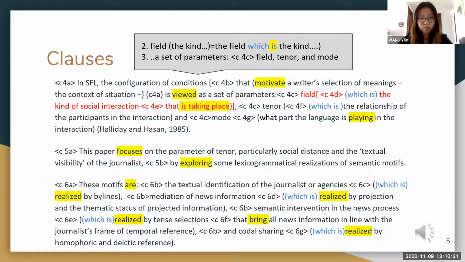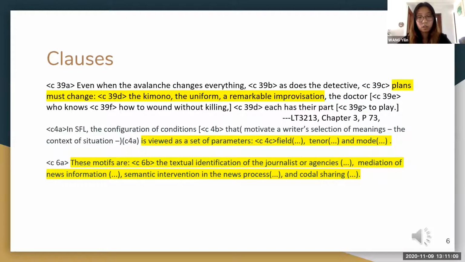6D, 6E, and 6G. Rule 3 shows a sentence structure that confused us a lot. For example, in sentence 4, something is viewed as a set of parameters: field, tenor, and mode. There is only one verb, viewed, in this sentence. So at first, I thought that there is only one clause in this sentence. However, when my teammates did the logical analysis, they needed the clauses to be more specific. So what should we do? As in lecture 3's example, the content after a colon should be put in another clause. Therefore, in sentences 4 and 6, the result should be like this.